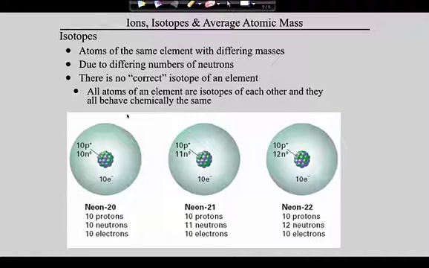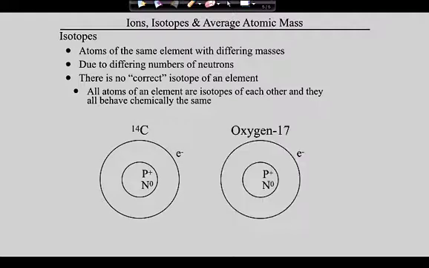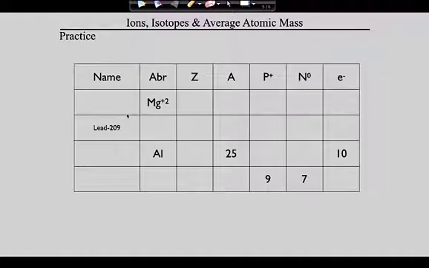Neon 21, it's got 11. And neon 22, it's got 12. So guys, the question then becomes, how do we figure out these masses? This is the last thing we're going to talk about today, and it goes like this. We'll fill this out, and then we'll talk about it.